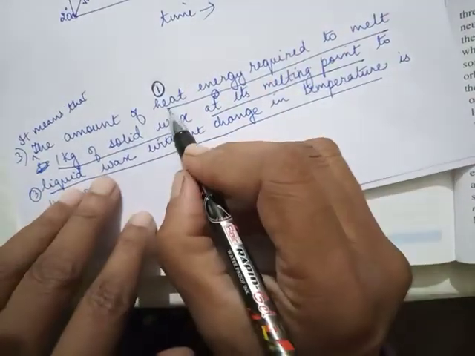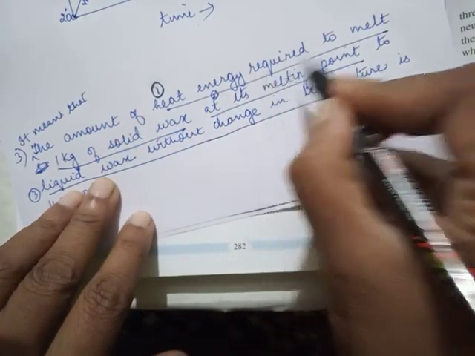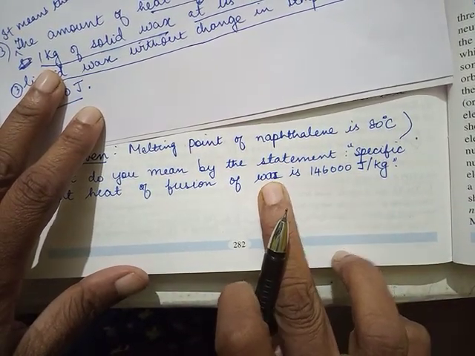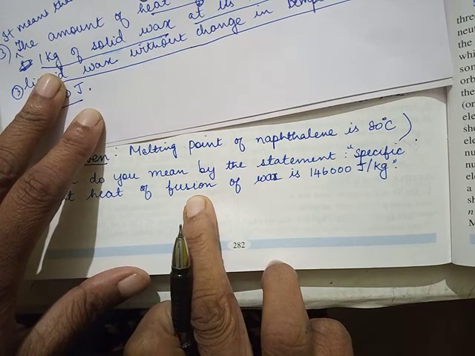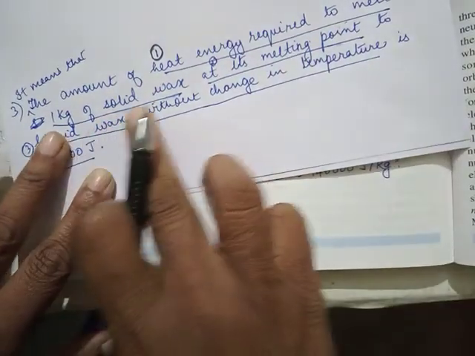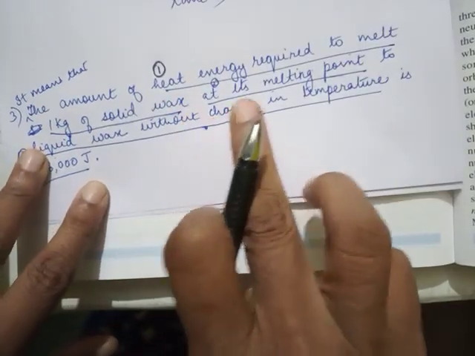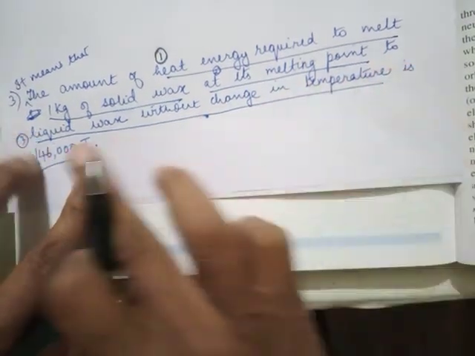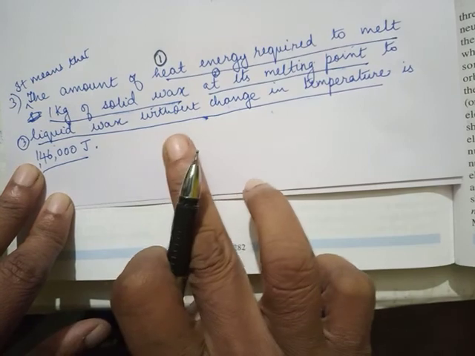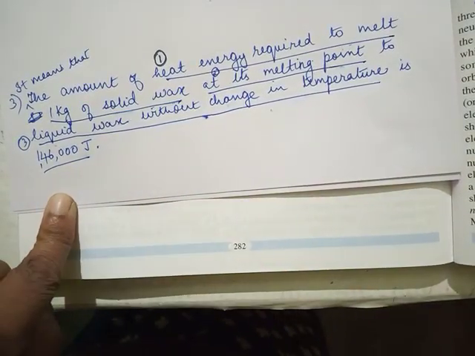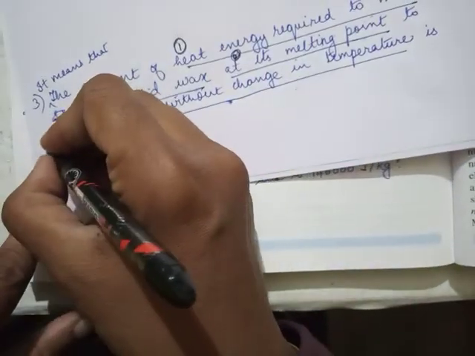Don't miss any of them. Amount of heat energy required to melt 1 kg. Because it is joule per kg, you will write 1 kg of solid wax. Because it's fusion, it is melting. Melting means solid to liquid. So it was a solid wax initially. So to melt 1 kg of solid wax, which is already at its melting point. You don't know its melting point, that's okay. You just write at its melting point, to liquid wax without change in temperature is 1,46,000 joules. Okay, so these 3 points have to be written.